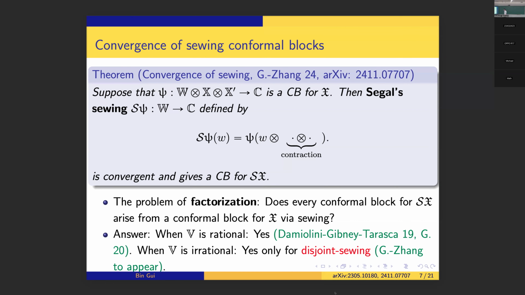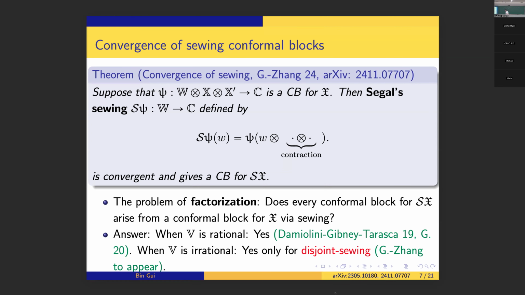So unfortunately, the factorization property does not always hold, and this is the really interesting thing that is related to the main thing I want to show in this talk. About the question of when this factorization holds, the answer is when your VOA is rational, which means that all the modules are completely reducible. The answer is always yes.